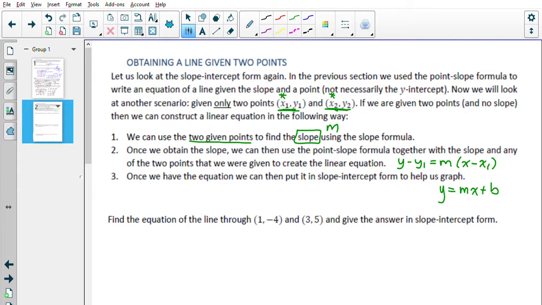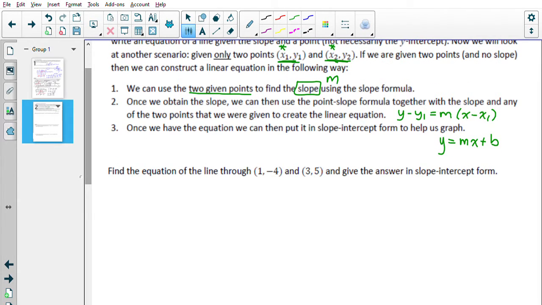Okay, so we have 3 steps to do. We're going to calculate m. We're going to pick a point and plug it in with m, and then we're going to rearrange it. So here's the example that you have on your sheet. You're given 2 different points. You're given the point 1 comma negative 4 and the point 3 comma 5.